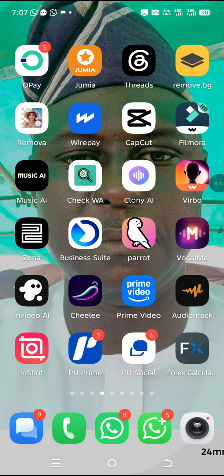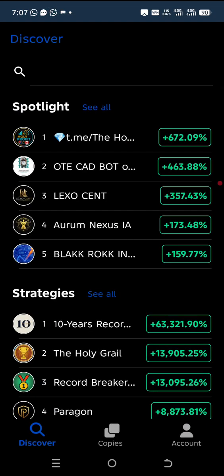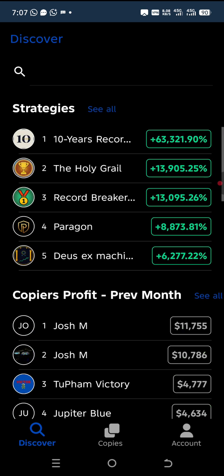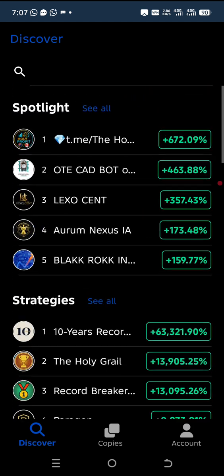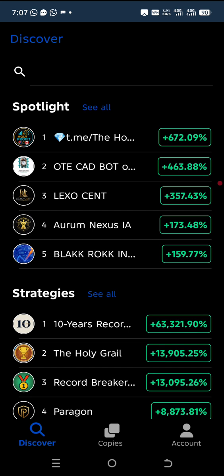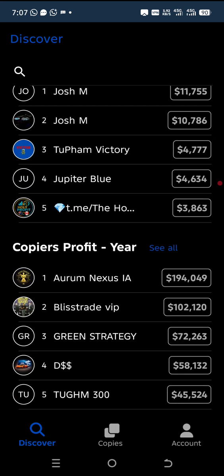I'll be taking you through copy trading and making use of PU Prime or PU Social. This app is PU Social. So when you register with PU Prime and you get connected to PU Social, you can always see lots of traders in here that you can copy for free. Not actually fully free, but at least you can start with it without extra payment apart from your trading capital. Most of them have a fee per profit they make for you.